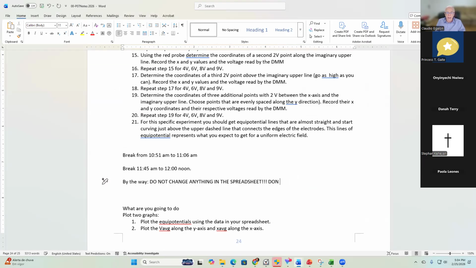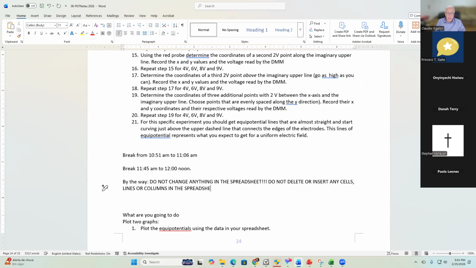Do not delete lines. Do not delete cells, lines, or columns. Do not delete or insert any cells, lines, or columns in the spreadsheet, okay? Just leave it the way it is organized.